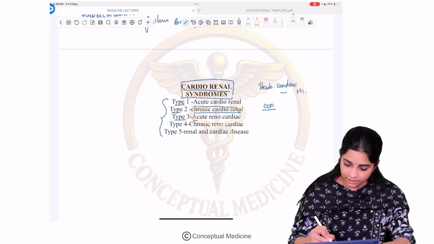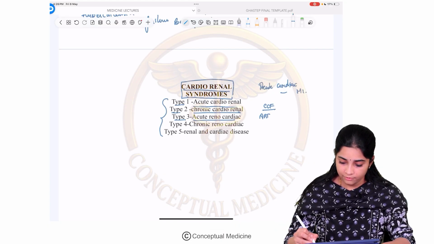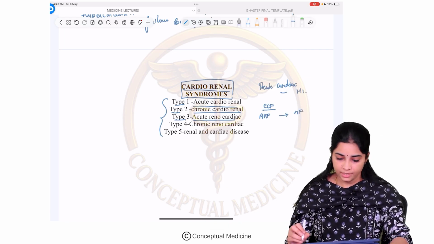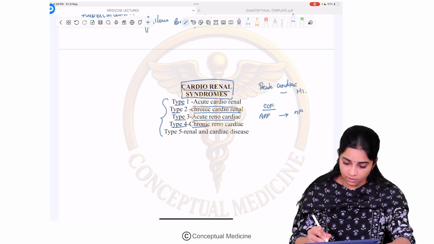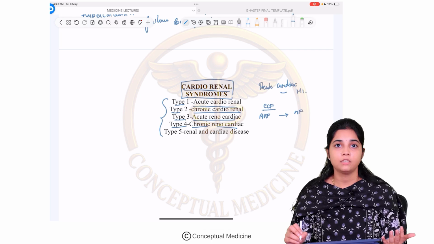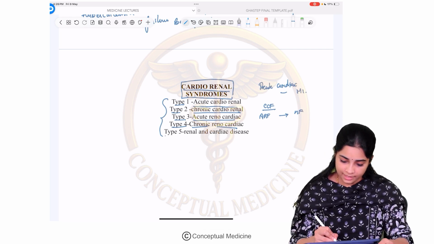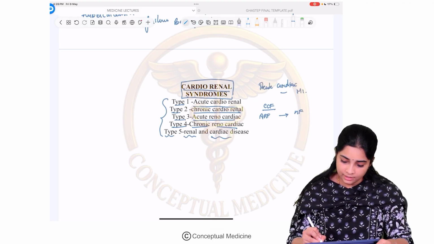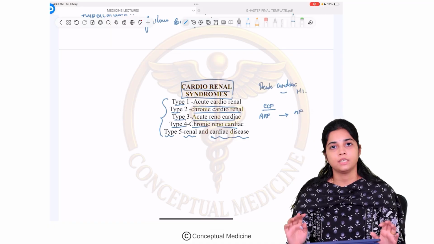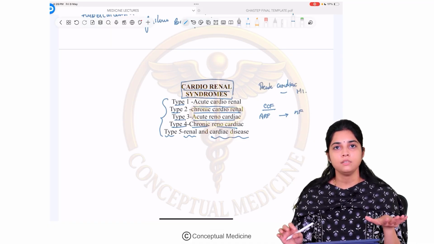Then type 3 is your acute renocardiac syndrome. Acute renal failure causing heart failure is your acute renocardiac syndrome, right? Type 4 is your chronic renocardiac syndrome. Chronic renal failure can cause heart failure as well. It causes LVH, systemic hypertension and heart failure. Then type 5 is when renal and cardiac diseases are present simultaneously, and each of them causes cardiac and renal failure separately. So this is about your cardiorenal syndrome.